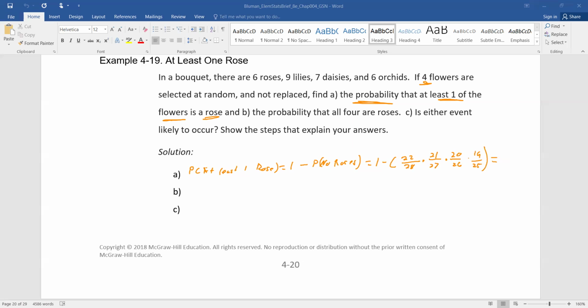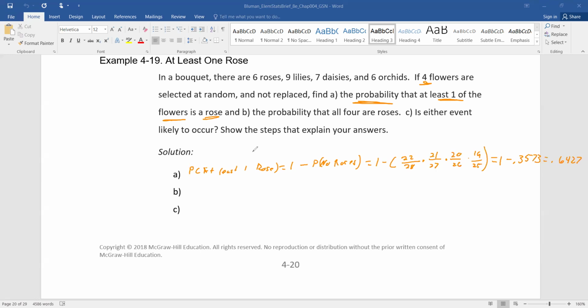So we multiply that out, turn it into a decimal, and we get 1 minus 0.3573, which comes out to 0.6427. So you have a 64% chance of selecting four flowers and at least one of them being a rose.